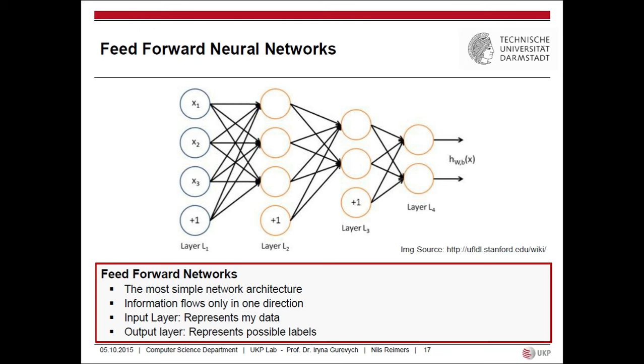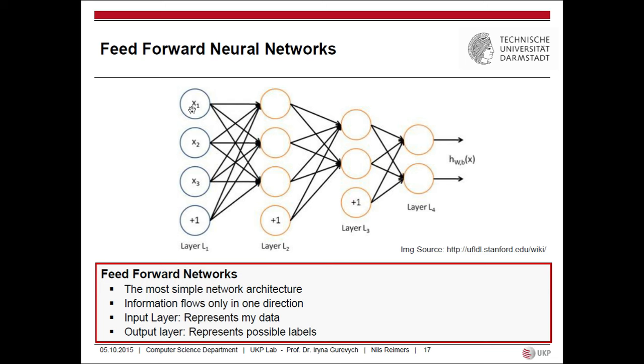So how does a feedforward neural network look? This is the simplest network architecture you can have. We start with our input. Here we have three input units, X1, X2, X3, with our data. The plus one is our bias. The bias is always active and it's added to each of these connections. Then we have our first hidden layer, L2, also with a bias value, and then the second hidden layer, L3, with a bias value, and our output layer with two output nodes.